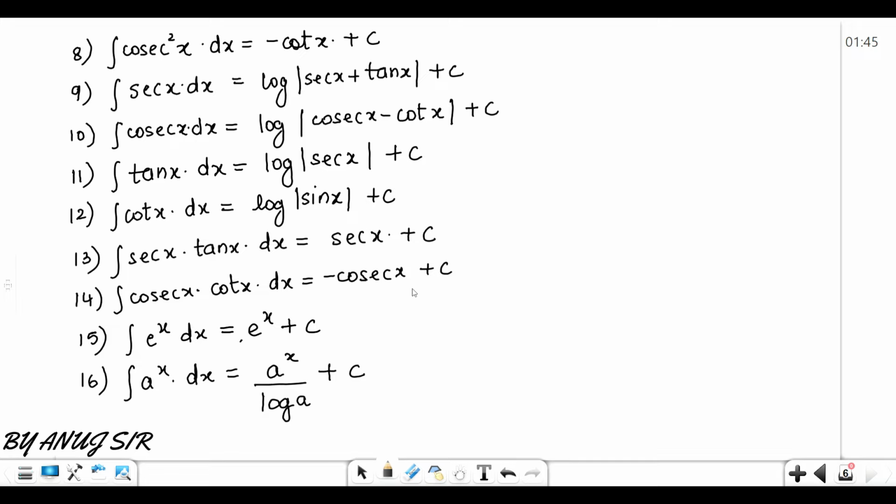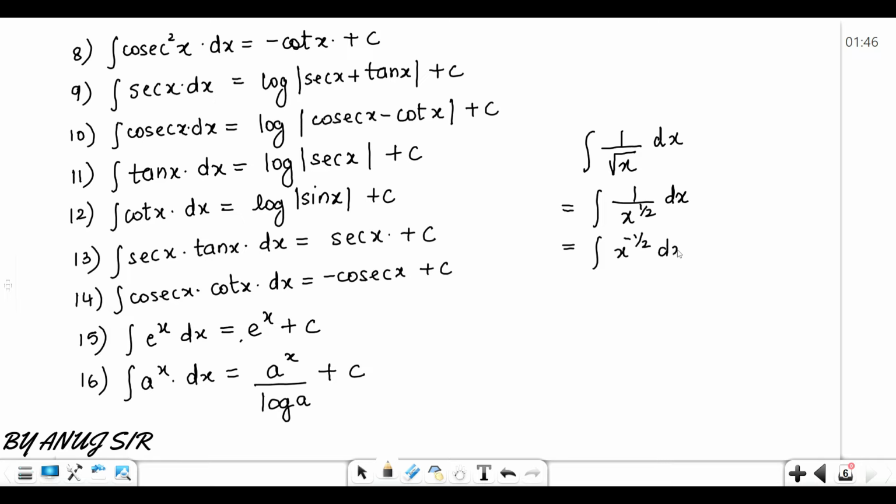Okay, now I'll ask one question. You have to find the integration of 1 upon root x. Now you can do this by applying the same power formula that we have studied. I'll tell you how. This will be x to the power half, and when you take it in the numerator, it becomes negative half.